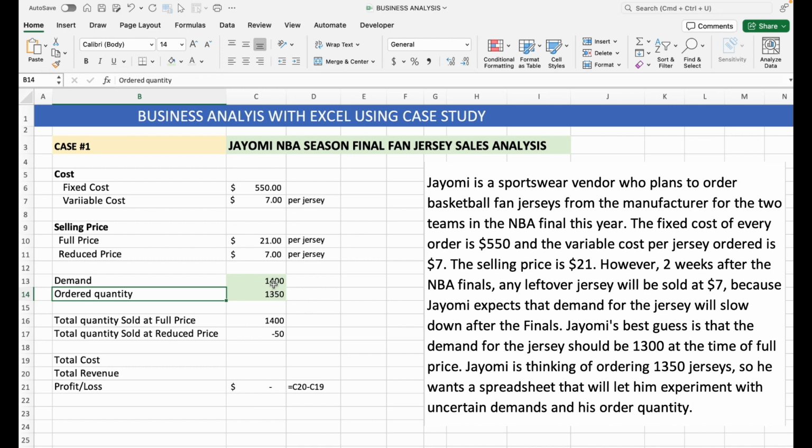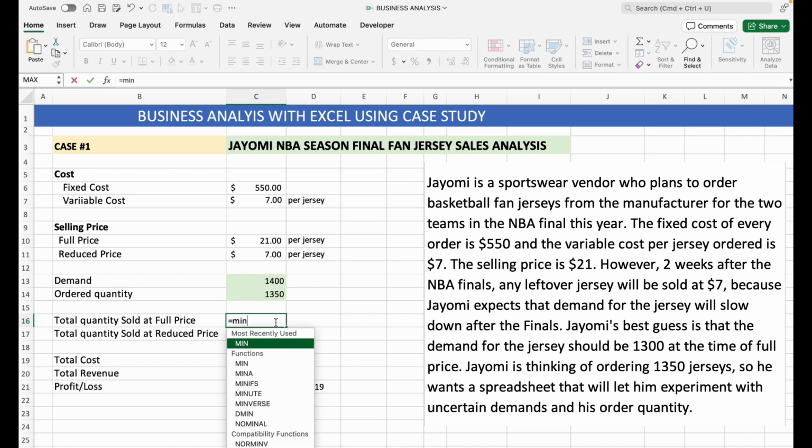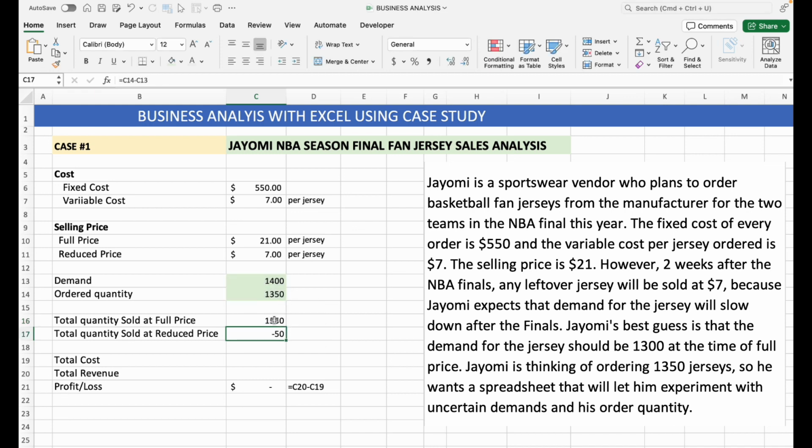So how do we solve it? We could just use minimum to know which one is lower between these two. We can use the Excel function minimum. That's the minimum value between these two. And this will solve it. So when the demand is higher than the order quantity, it can only sell what it has. So it would have sold 1,350. And if demand is lower, let's put 1,300 here, it would have sold 1,300.